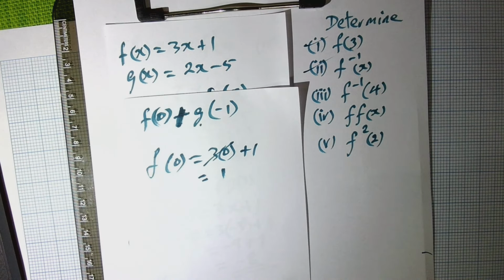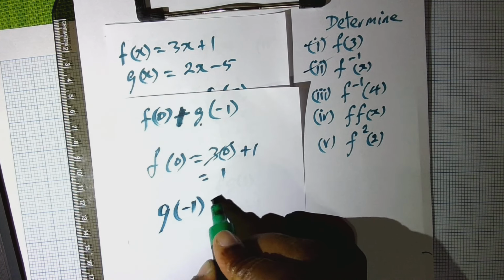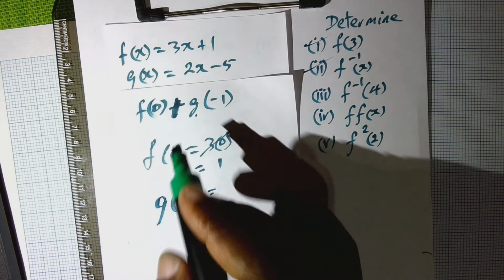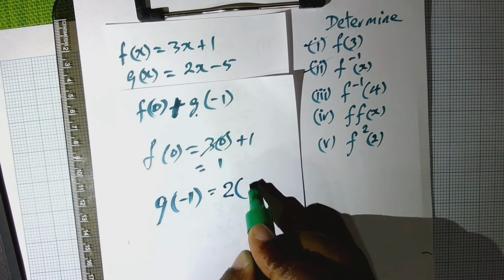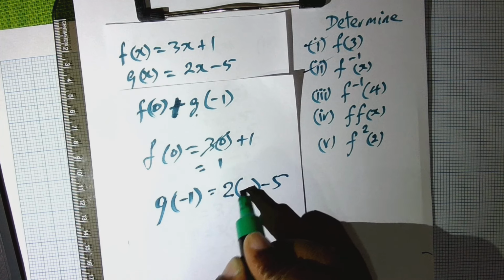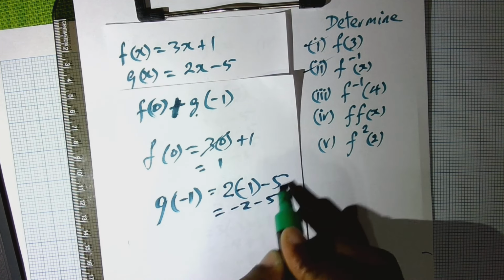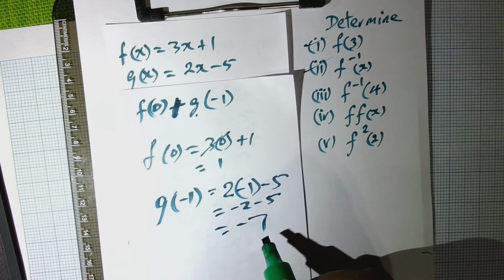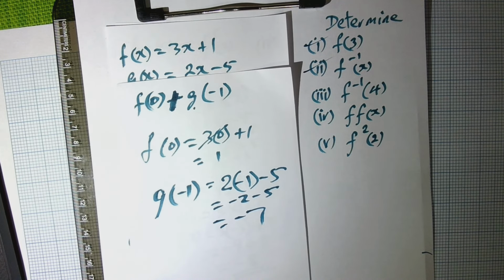Then we find what? Then we find g of negative 1. So to input negative 1 into g, we call the g function, which is 2x minus 5. So it will be 2 times x minus 5. And where x is, we put the input value of negative 1. This gives us negative 2 minus 5. Bring back negative 5, by the way. Negative 7.